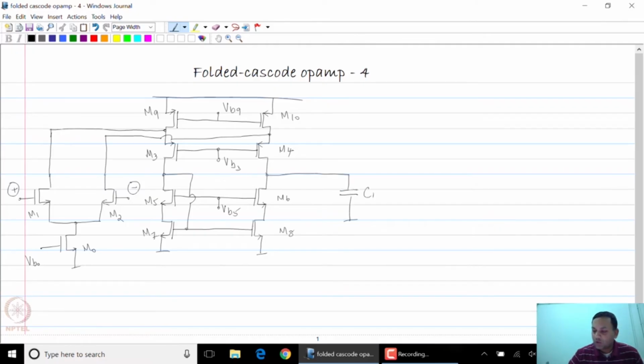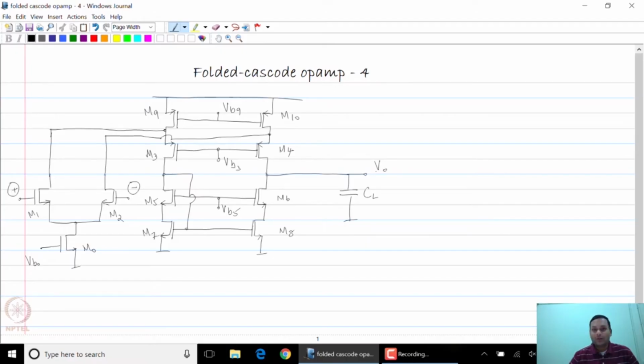Let us assume that the output has some load capacitance CL, and the output is taken at the common drain node between M4 and M6. We have seen the structure before, so let us now look at the slew rate of this op-amp.